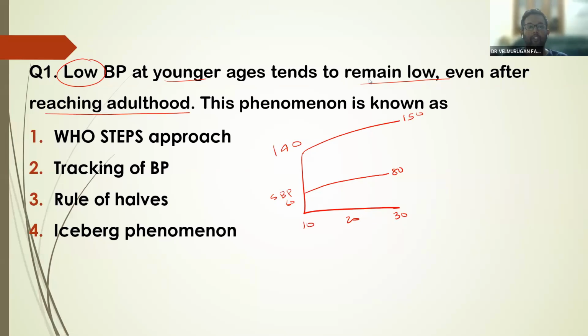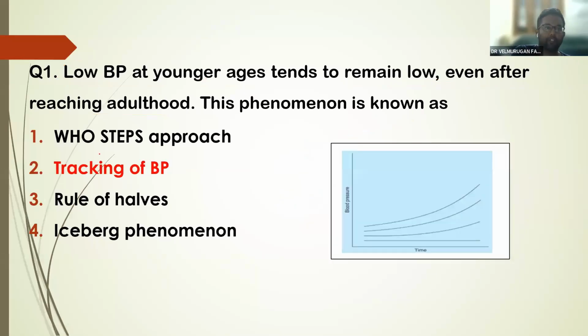Good guys, good. All of you are okay with this? Yes. This phenomenon is known as the tracking of BP. So what is tracking of BP? At a young age, if the BP has been low, it remains low throughout the age. If it is high, it remains high. So by screening an individual at various ages, at 10 years, 20 years, 30 years, we can detect hypertension or hypotension early, and we can start treatment according to the type of BP they have. So this phenomenon is called tracking of BP.